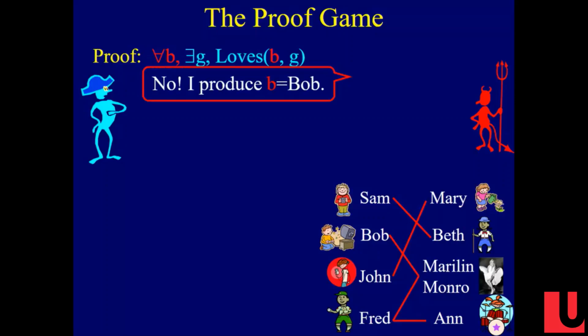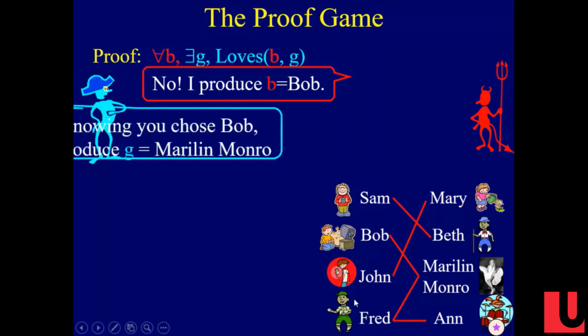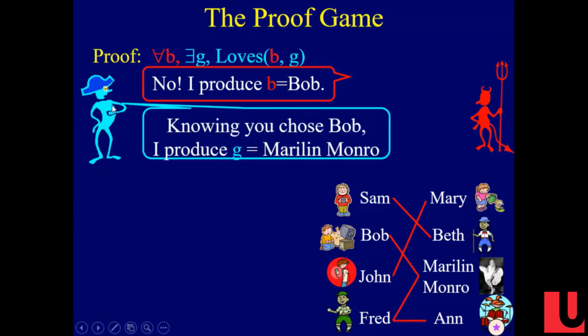So here, let's play the game. Right? It's a for all. So the adversary is trying to prove that it's not true. Right? So the adversary is trying to prove that there exists a boy such that for all girls he doesn't love her, right? So he says, no, it's not true. It's not true for Bob, right? And then, now it's my turn.